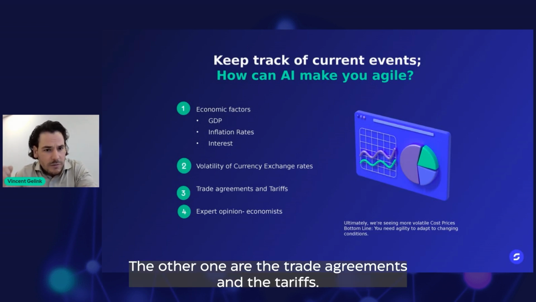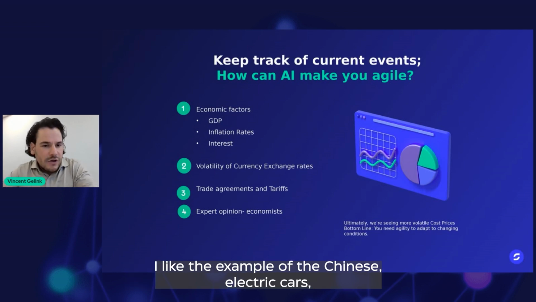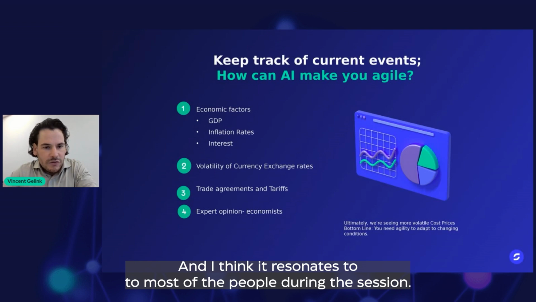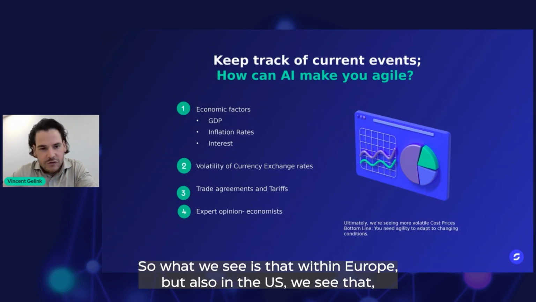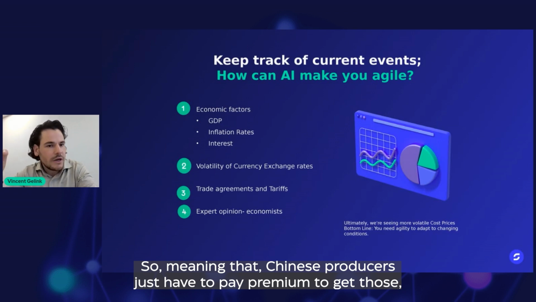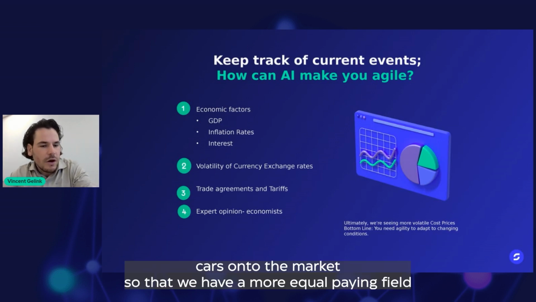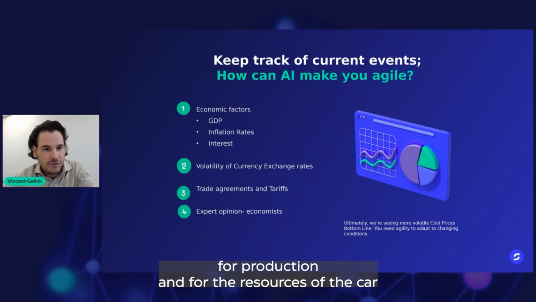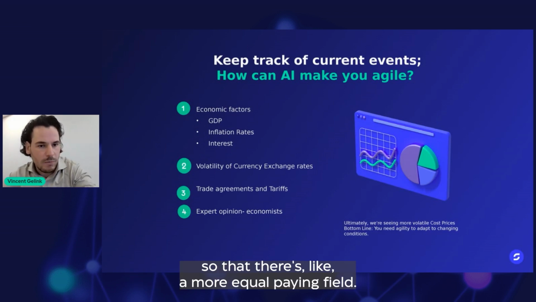The other one is the trade agreements and the tariffs. I like the example of the Chinese electric cars, because it is in the news a lot, and I think it resonates with most of the people who join this session. Within Europe, but also in the US, governments are asking for a higher tariff to get those cars into the continent, right? So Chinese producers have to pay a premium to get those cars onto the market, so that we have a more equal playing field for the producers within Europe that maybe have to pay higher prices for the production and for the resources of the car.